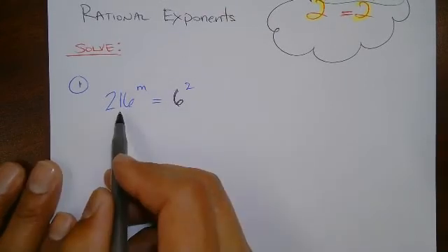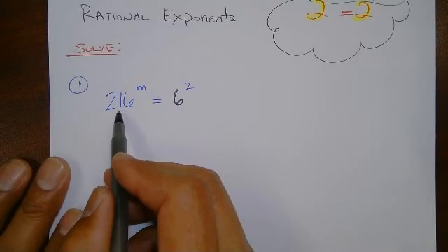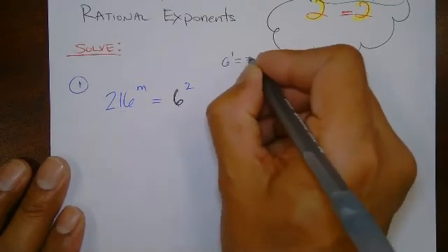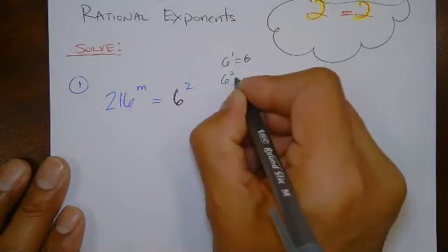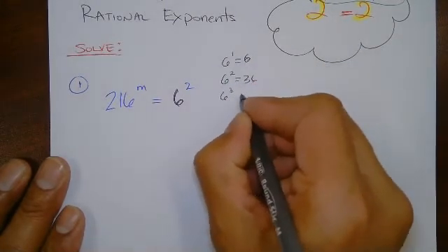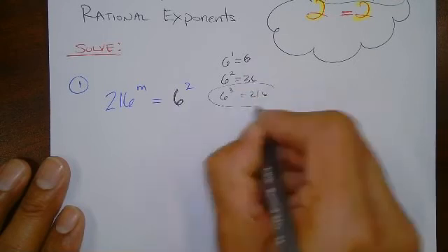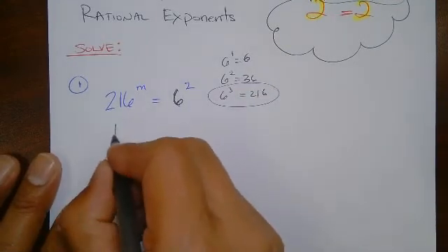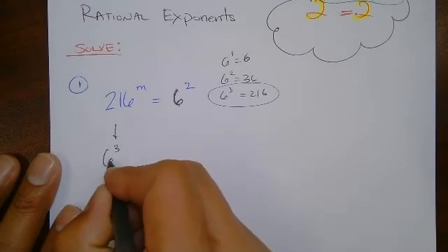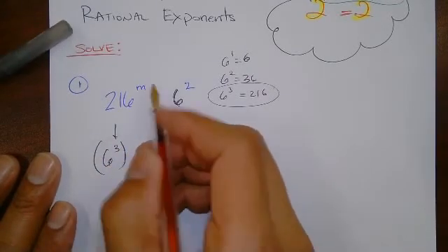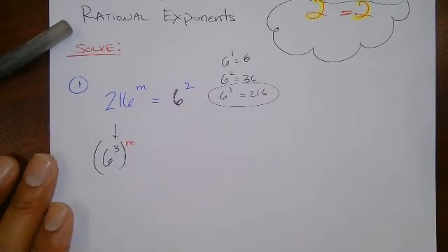So can 216 be written with the base of 6? Well, let's see. 6 to the power of 1 is 6. 6 to the power of 2 is 36. 6 to the power of 3 is 216. There it is. So 216, I'm going to write as 6 to the power of 3, but you still got this m right here, another power up there.